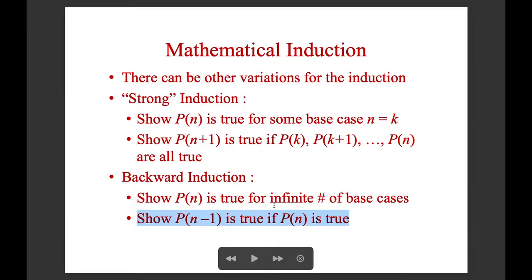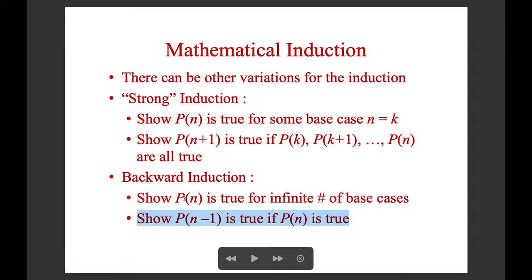So if I know that one certain case is true, then I know that the case before it will be true. And because we know that this is true, we know that the case further before it will be true, and so on and so forth. But to apply backward induction to show that Pn is true for all, let's say, positive integers n, we need to somehow have a different type of base case.